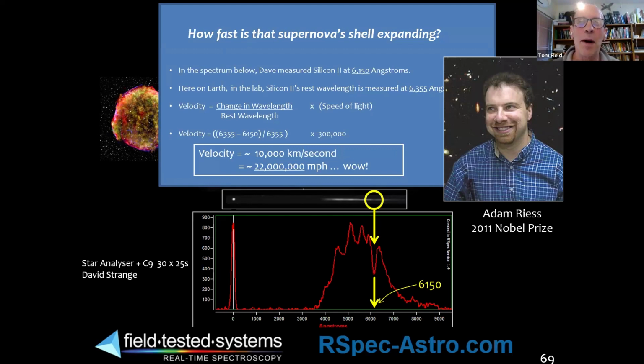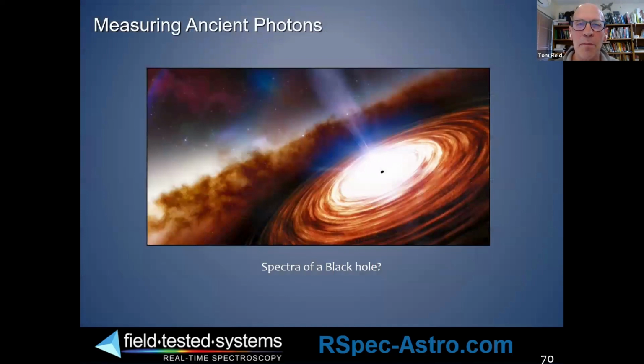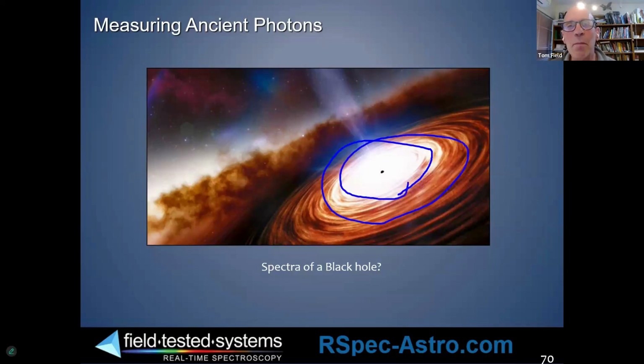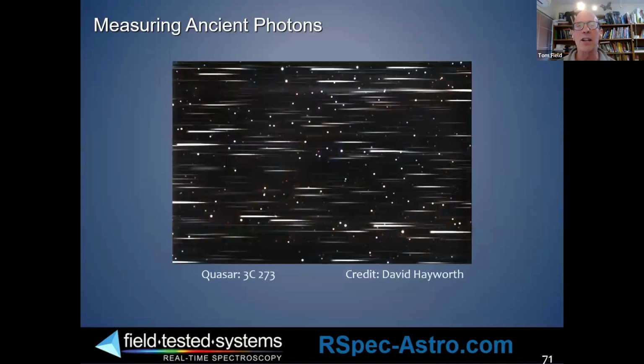So what about the spectrum of a black hole? Well, the thing is, a black hole's black. We're not going to see the black hole, but we can see the accretion disk as that material is getting sucked in by gravity. It gets hot. Here, everybody will recognize 3C273 from this image. David Hayworth was kind enough to not only identify, but capture this image. And there it is. You can see in the spectrum, where is that?